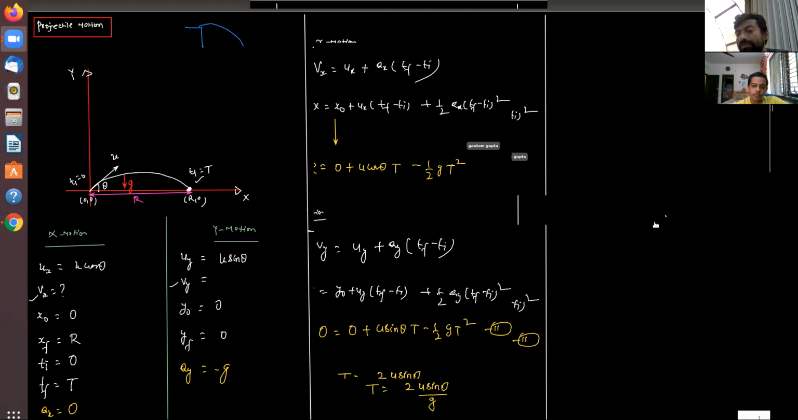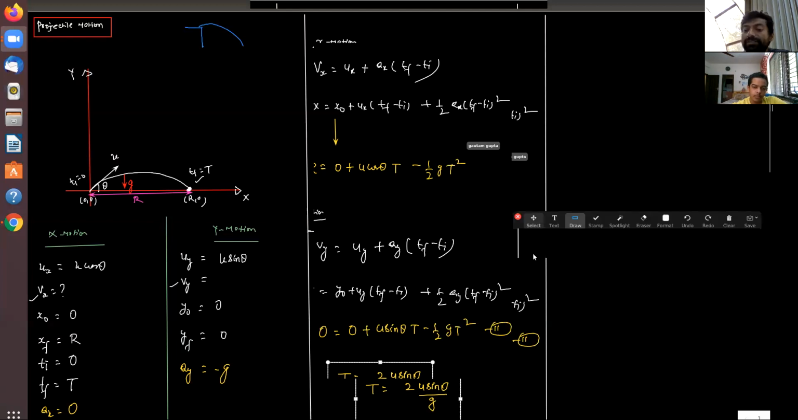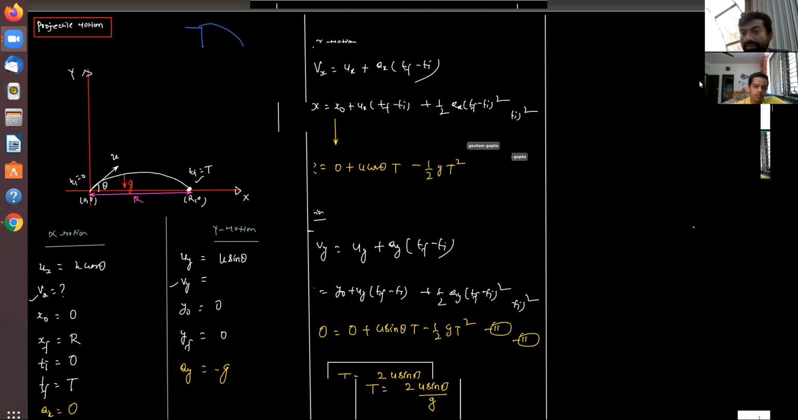Why I'm showing you this derivation is not because you will be asked this derivation. You have to proceed in this way for any non-standard projectile also. Is that clear?